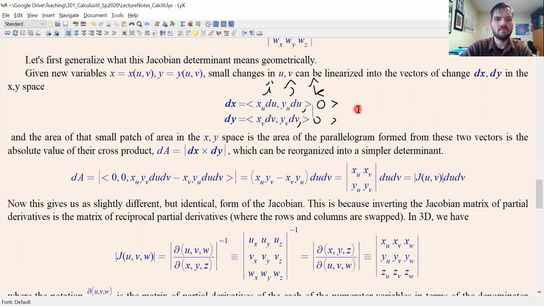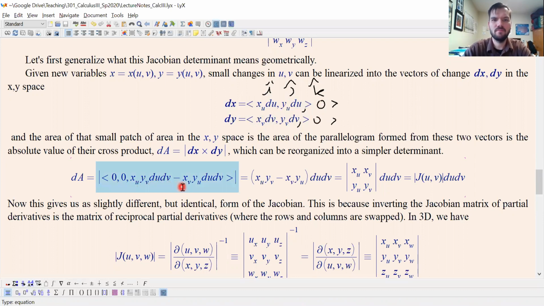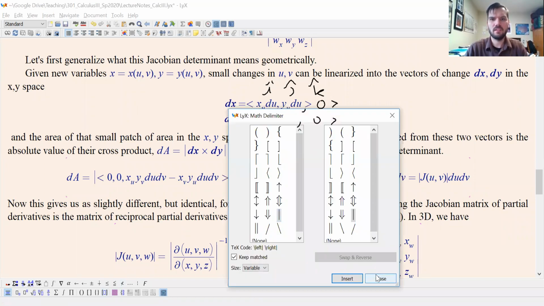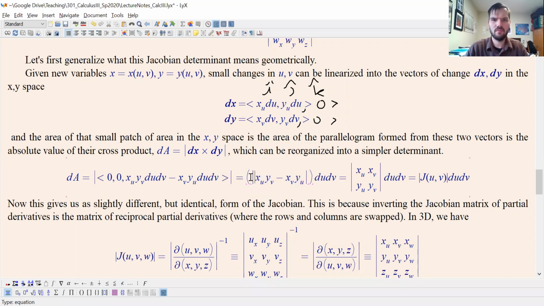So let's write that down here. We notice that there's a common du dv, so we can factor that out. And we're taking the magnitude of this vector, but there's only one component, so it's just the absolute value of that piece. I write that as an absolute value. Come down there and give it absolute value bars instead of parenthesis bars.